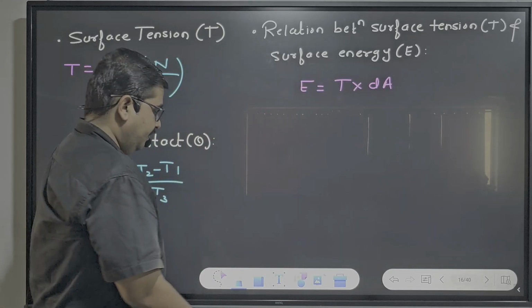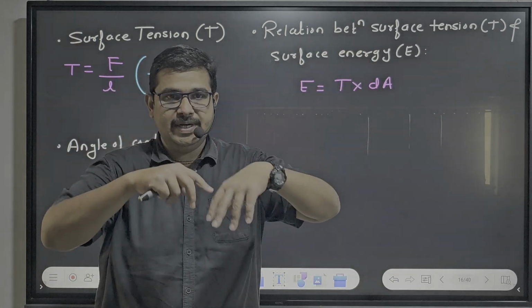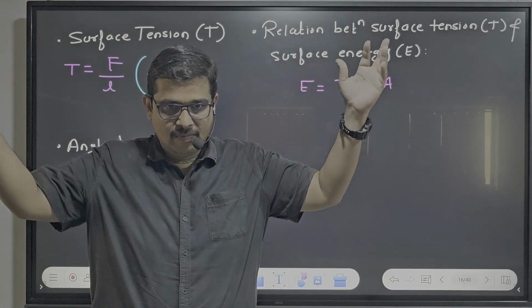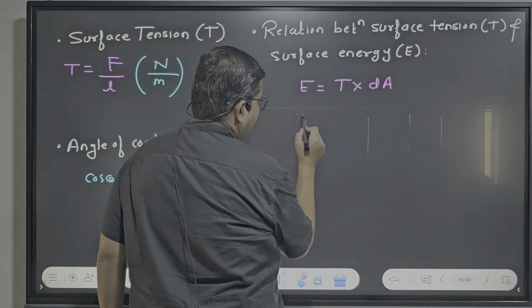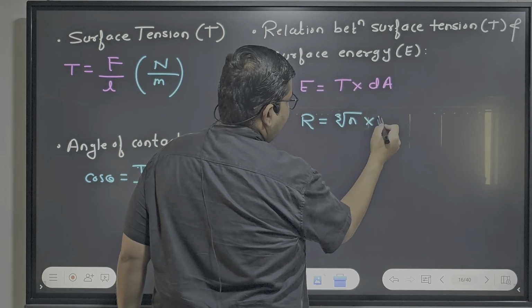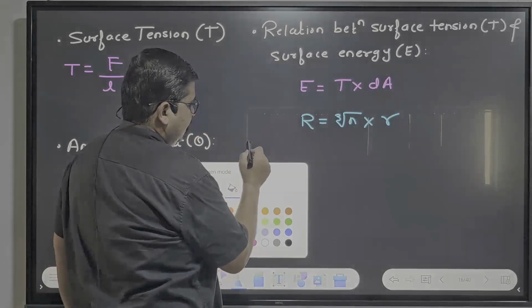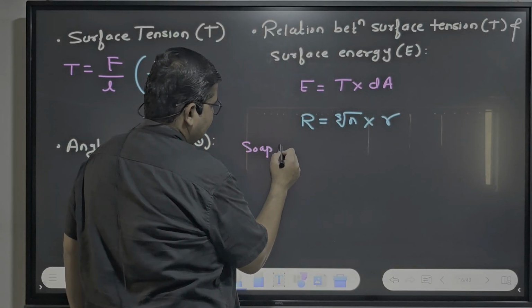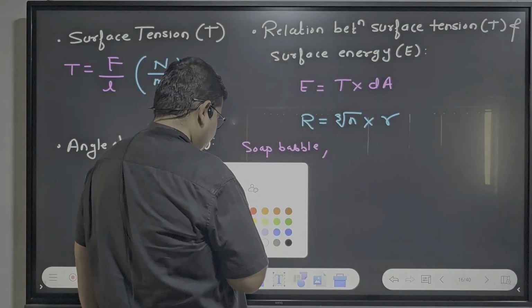Okay, and from these many more formulas are there. That is when the number of small droplets coalesce to form a bigger drop, or bigger drop splits into number of small droplets. So we already found the radius of bigger drop is cube root of n into small r. So then we observe that if the soap bubble is there, what is the relation? Yes, relation is what?